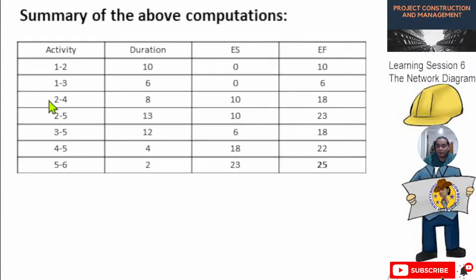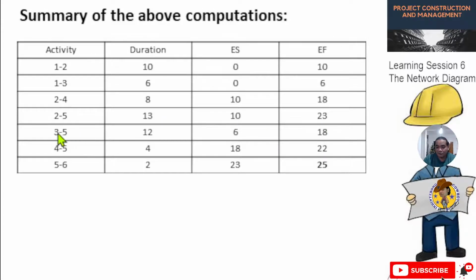Okay? So for activity 2 to 4, the duration is 8. Then the earliest start for this one is 10, because they are connected. Then the earliest finish for 2 to 4 is 10 plus 8, 18. Then for 2 to 5, the duration for this activity is 13. The ES, or earliest start, of 2 to 5 is 10 because this is the source. So 13 plus 10 is 23.